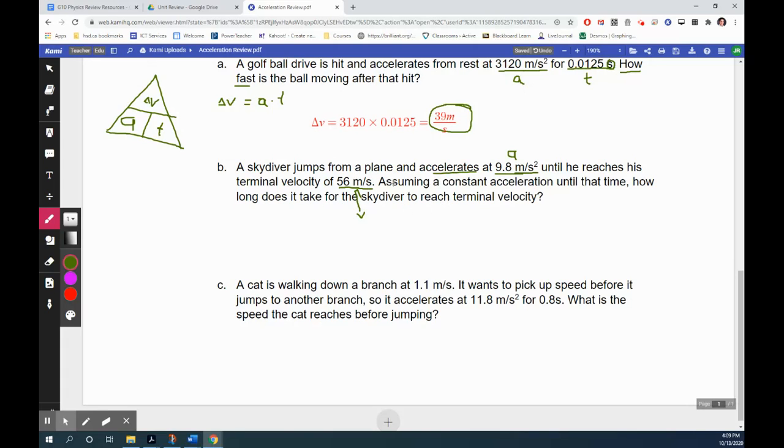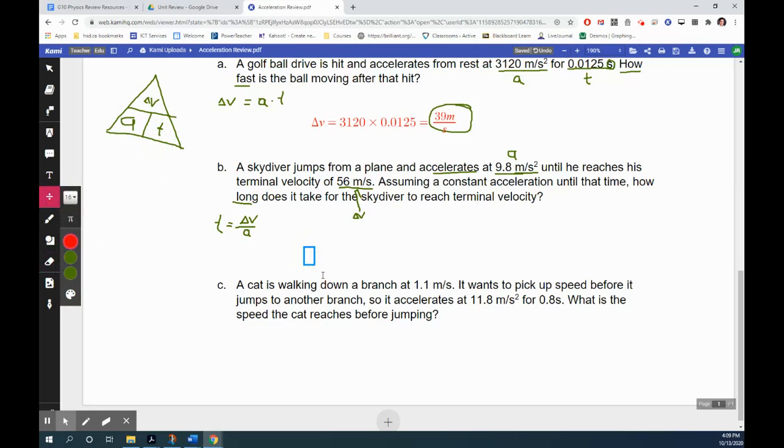All right, he's jumping from a plane, and so he accelerated from rest to that. And so we know his change in velocity was 56, right? It's not just any velocity, it's the change in it. We also know the acceleration was that, and we want to find the time, how long. So we're looking for the time, so we're going to do change in velocity divided by A. So time equals change in velocity divided by the acceleration. That's from this formula.